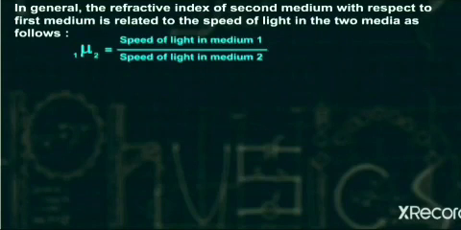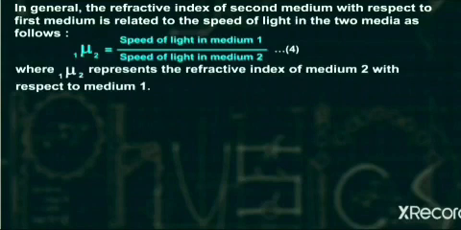In general, the refractive index of the second medium with respect to the first medium is related to the speed of light in the two media as follows. Mu21 is equal to the speed of light in medium 1 upon the speed of light in medium 2. Let this be equation 4, where mu21 represents the refractive index of medium 2 with respect to medium 1.